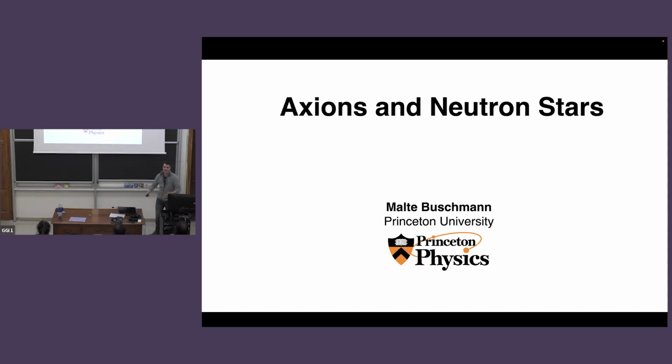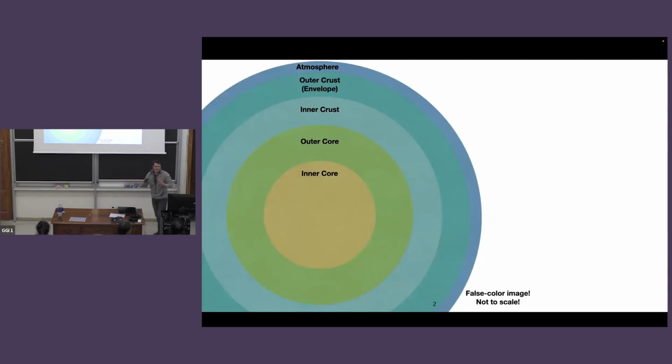I'm pretty sure everyone knows about axions here, but not everyone necessarily knows about neutron stars. So I thought I should start with a very brief summary about what neutron stars actually are, what they're made of, and why they're so important for axion physics. This is a very colorful representation of a neutron star.